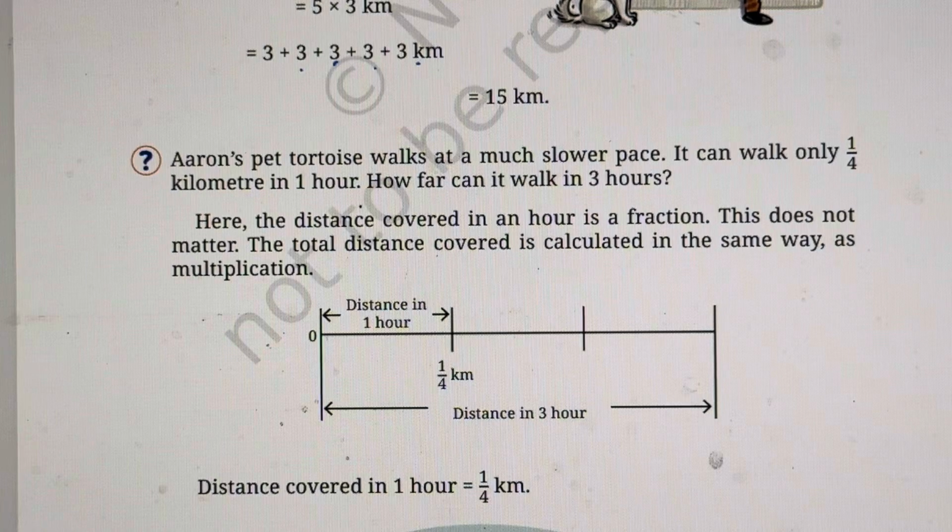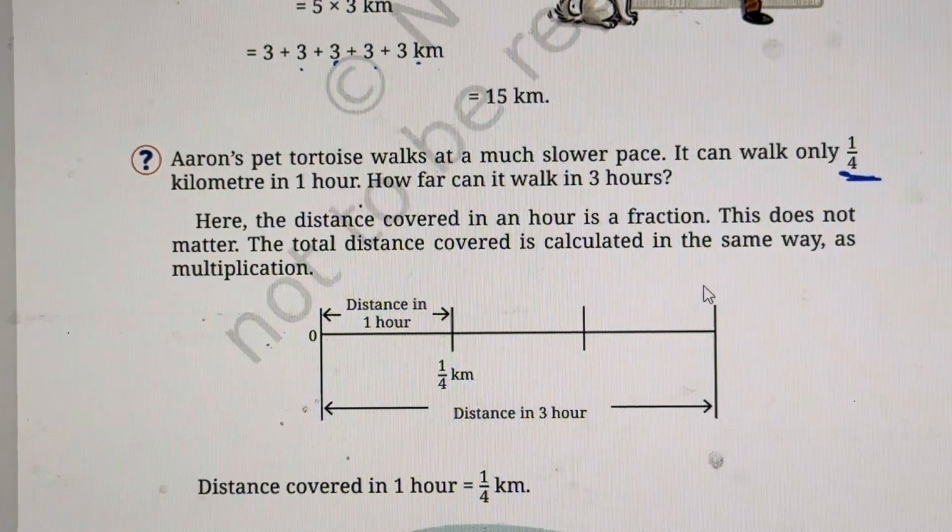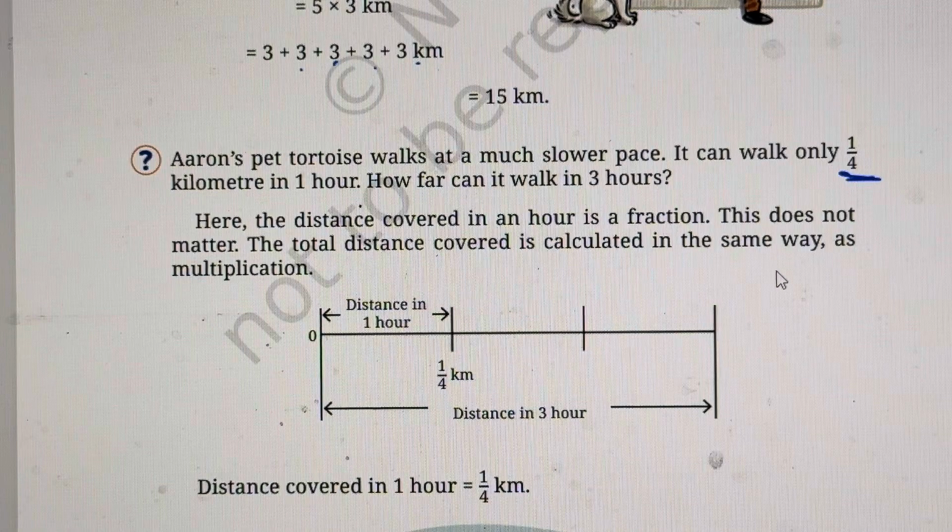Now Aaron's pet tortoise walks at a much slower pace. It can cover only 1/4 kilometer in 1 hour. Here we are not converting what 1/4 of a kilometer is. How far can it walk in 3 hours? Here the distance covered in an hour is a fraction. It doesn't make any difference. Don't be scared. The total distance covered is calculated in the same way as we did for 5 threes.